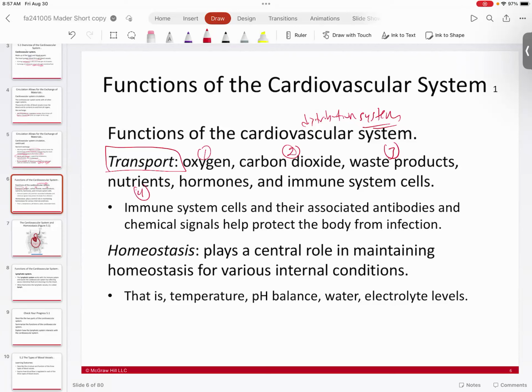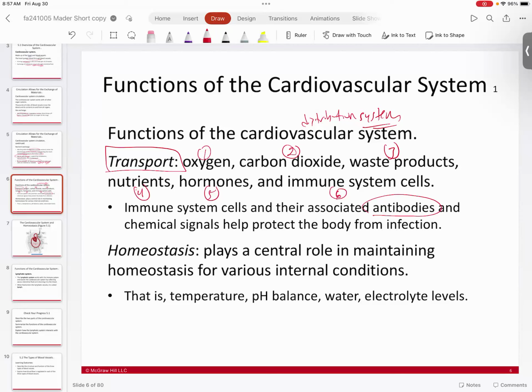It delivers nutrients and hormones that you need in order for your cells to communicate with each other. And of course, immune cells, so that your immune cells can move from one place in the body to another to fight infection. In your blood, you have your immune cells circulating, and you also have antibodies circulating, which are basically protein chemical signals that attack bacteria or any kind of infection that doesn't belong in your body.